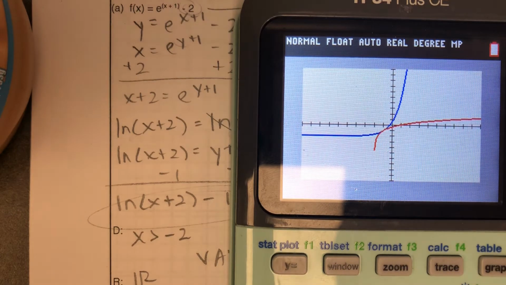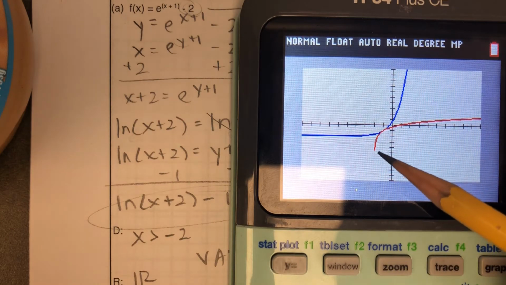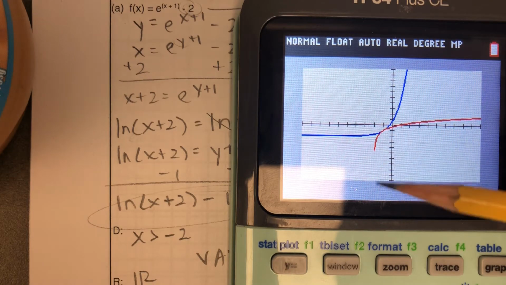So the thing to remember here, and I addressed this a little bit in class, but kind of did a bad job emphasizing it. The red graph is the ln of x plus 2 minus 1. And even though it makes it look like the graph just stops here, that's not actually the case. That's your calculator having a little bit of a freak out. It's going to keep going, all right?